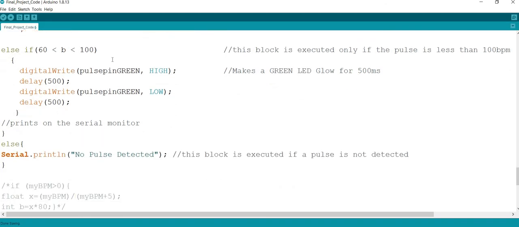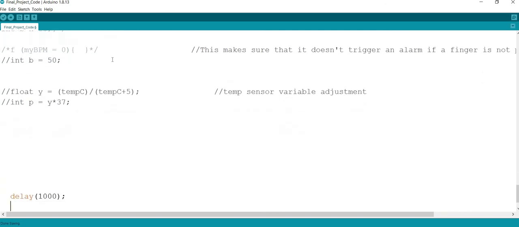And this command is basically for when you don't place your finger on the pulse sensor, it just says no pulse detected. And that is it for the program.